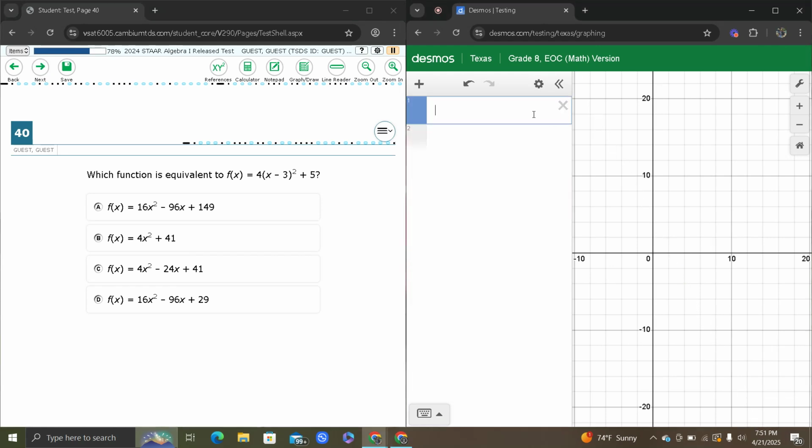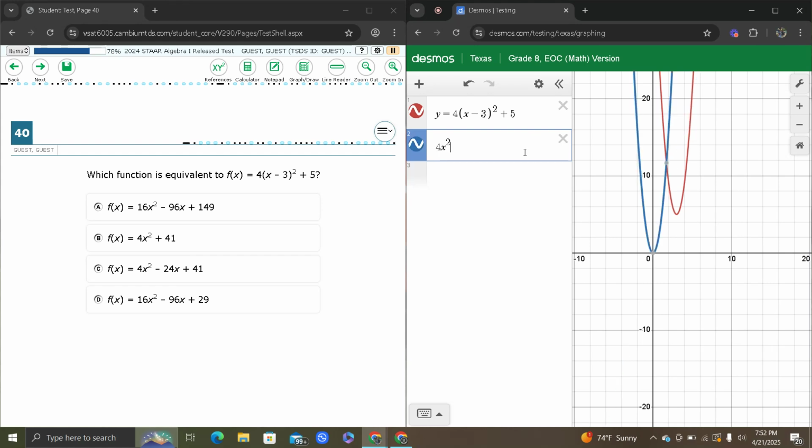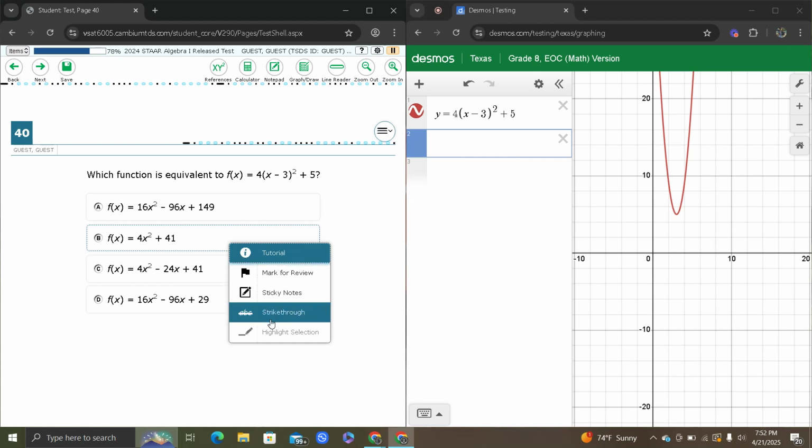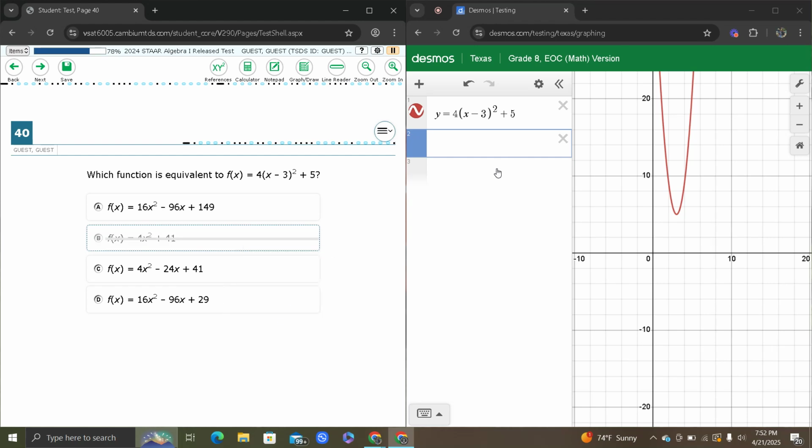So just do like y is equal to 4(x minus 3) squared plus 5, and I don't know, do a random one. Let's just start with like B or something. 4x squared plus 41. Those do not match, so it can't be B. So we can mark that out. Let's try C. Sorry, guys. Y is equal to 4x squared minus 24x plus 41. It is equivalent. So therefore, C is your answer.